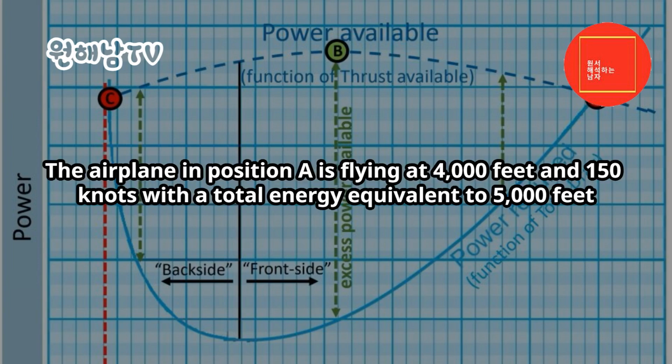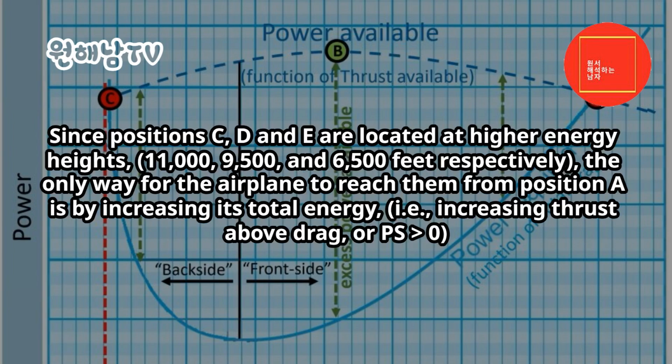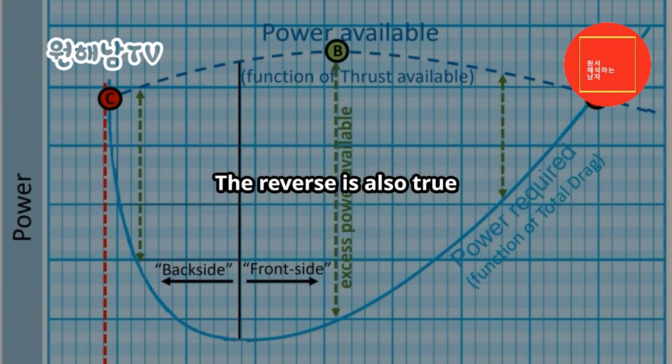Examine the energy positions depicted in Figure 4-7. The airplane in position A is flying at 4,000 feet and 150 knots with a total energy equivalent to 5,000 feet. Since positions C, D and E are located at higher energy heights, 11,000, 9,500, and 6,500 feet respectively, the only way for the airplane to reach them from position A is by increasing its total energy, i.e., increasing thrust above drag, or PS is greater than 0. The reverse is also true.